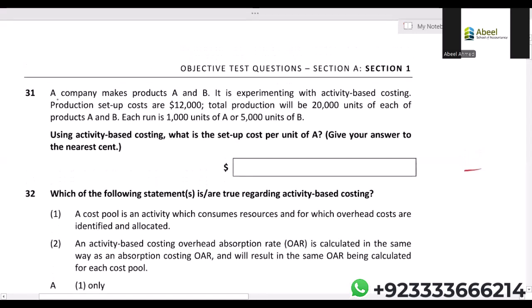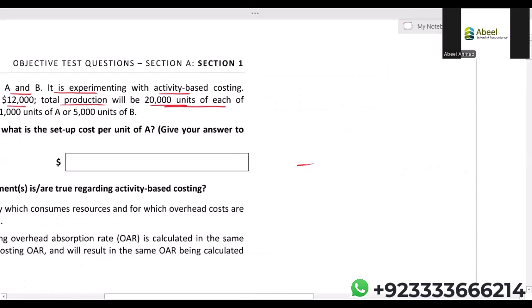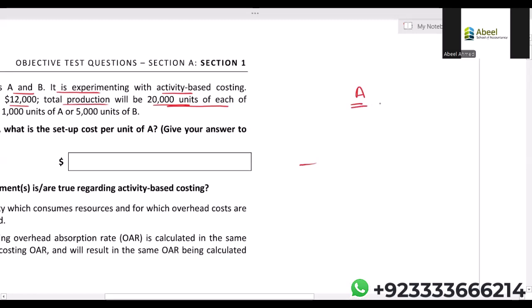Question 1. A company makes products A and B. It is experimenting with ABC costing. Production setup cost is 12,000. Total production will be 20,000 units of each of products A and B. It means 20,000 units of product A and 20,000 units of product B.